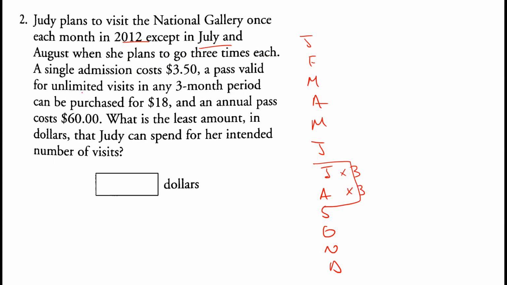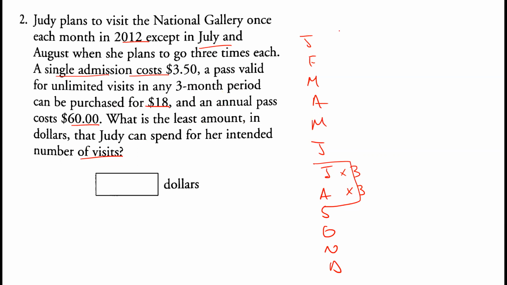Now, a pass valid for unlimited visits in any 3-month period can be purchased for $18, and an annual pass costs $60. What is the least amount in dollars that can be spent for her intended number of visits? A single admission costs $3.5. So how many times is she going?